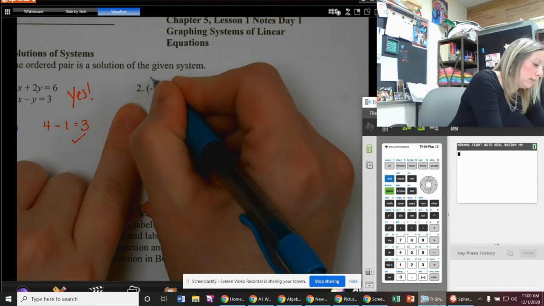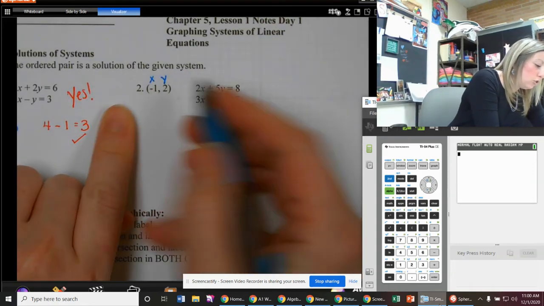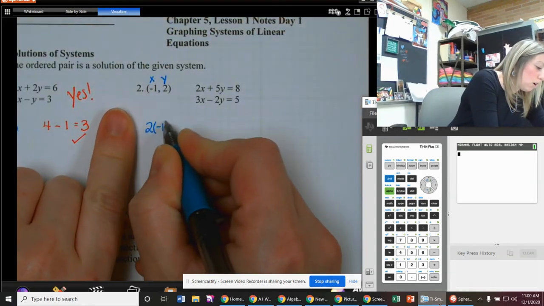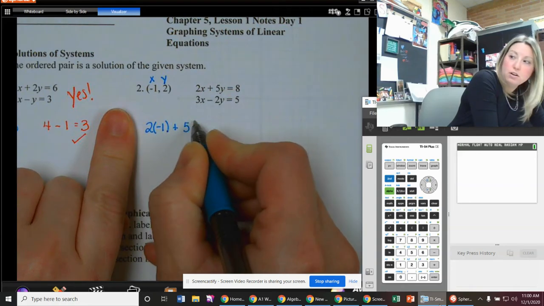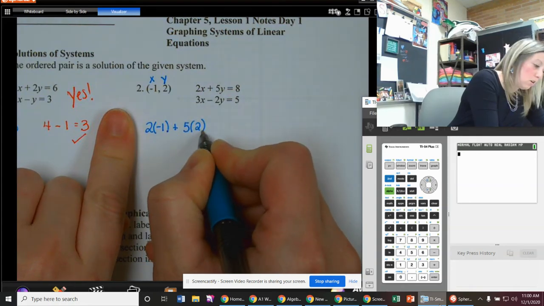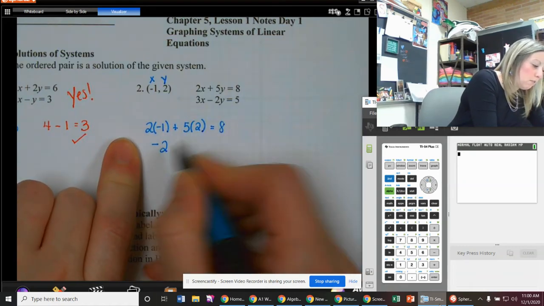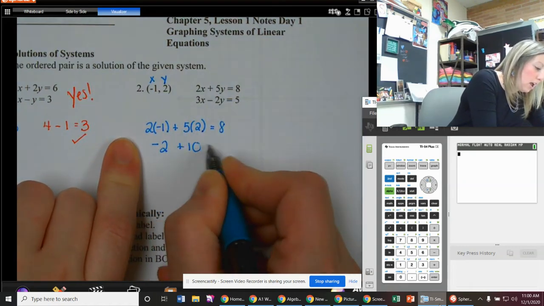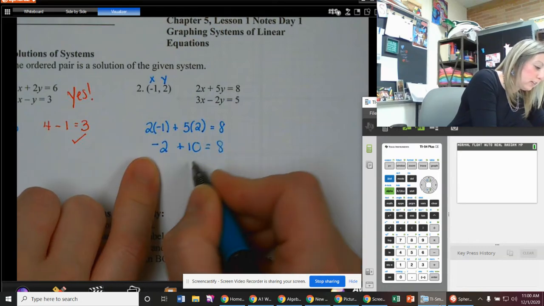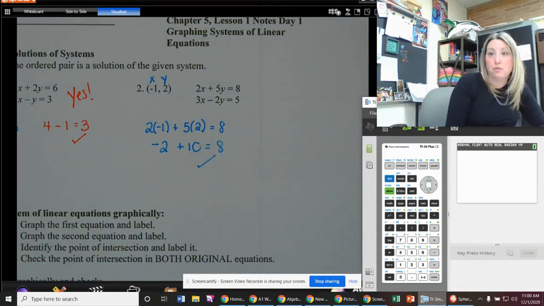All right, so here's my x, here's my y. 2 times negative 1 plus 5 times 2 equals 8. 2 times negative 1 is negative 2. 5 times 2 is 10. And negative 2 plus 10 is indeed 8, so it checks out in the first equation.